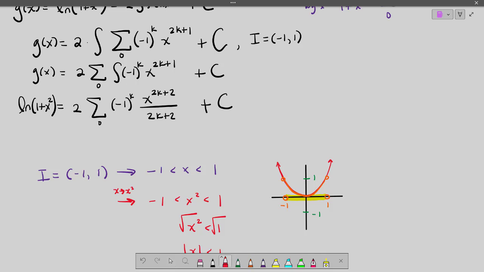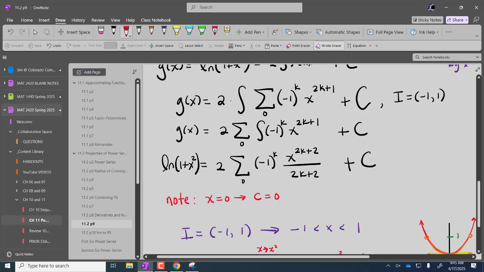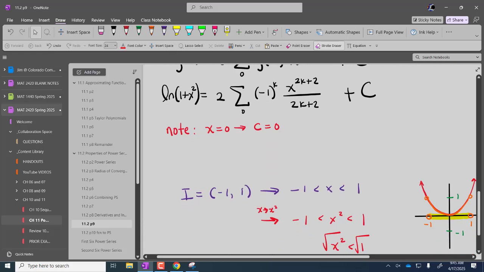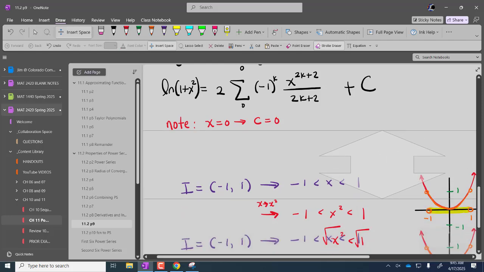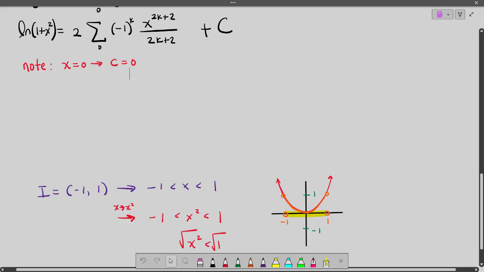So that tells us that when we plug in x equals 0, we get a 0 on the left. We need to get a 0 on the right. This all becomes 0 when you plug in x equals 0, which tells us the constant has to be 0. So that constant is going to be 0. So now that constant can vanish. Let's make space here.